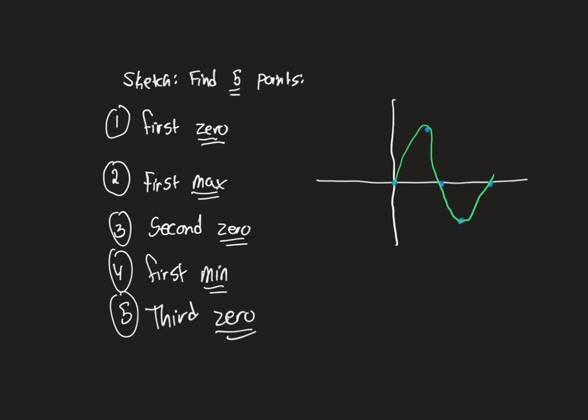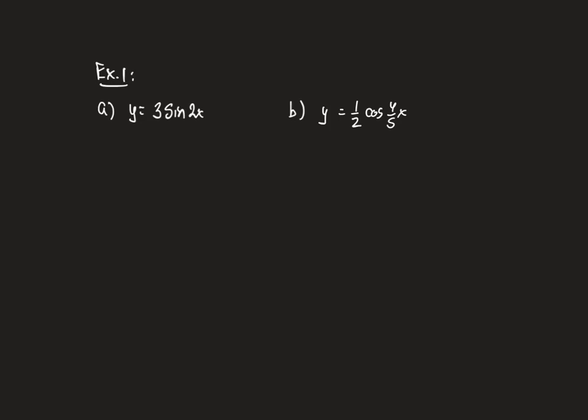Okay? So let's see how this would work in an example. So in this first example, let's describe the transformations that occur and then graph them, okay? So what transformations happen? Well, you always want to underline the things that you have transformations from. So I can see here I have this 3. The 3 is greater than 1, so I know this is a vertical stretch by a factor of 3.